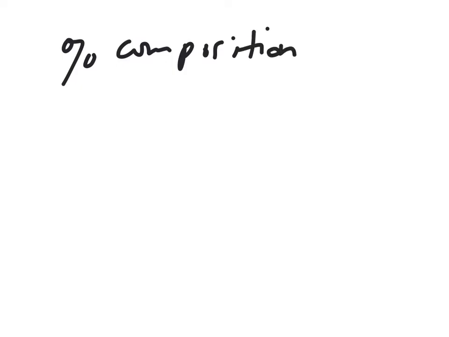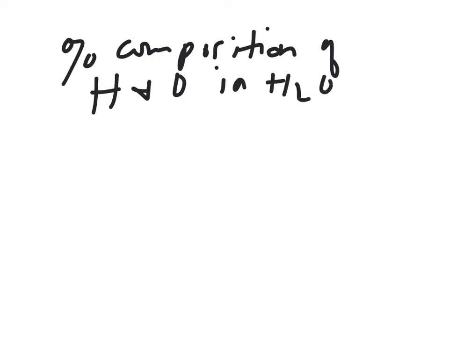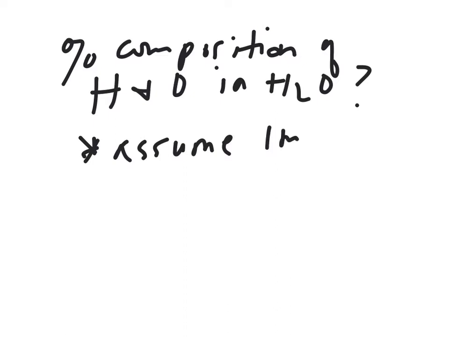Now we do the exact same thing with molecules, right? So let's say I want to know the percent composition of hydrogen and oxygen in water. The first thing I would do is assume that I just have 1 mole of the compound, of the molecule. And it doesn't really matter how much you have because percent composition is not going to change.